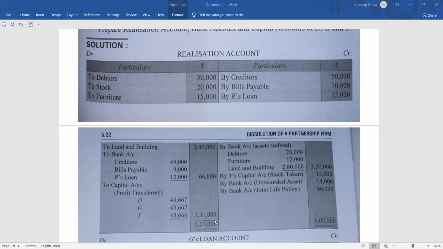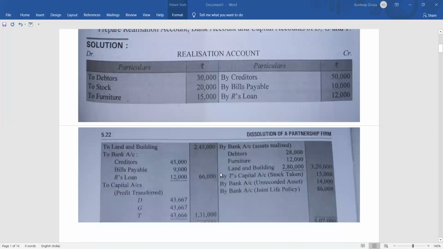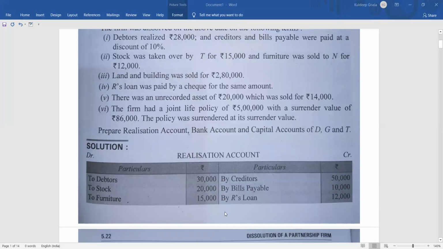This 1,31,000 is the realization profit, which will be distributed between D, G, and T. Since their profit sharing ratio was not told, it will be equally. You can see that in the question it's not told. The profit on realization will be transferred equally. That means 43,667, all the three partners will get. How did it come? Three partners, so 1 by 3, 1 by 3, 1 by 3 of 1,31,000. I hope all of you understood. Realization account is clear. Now we will go for the next one.